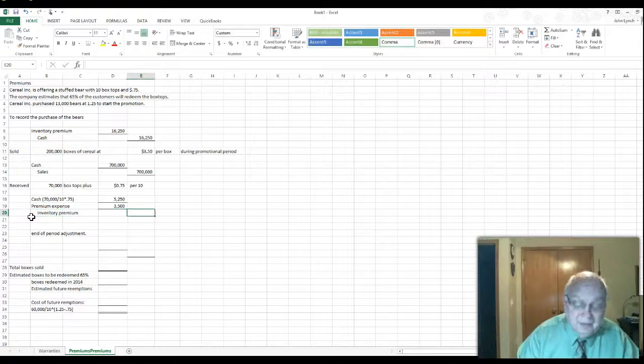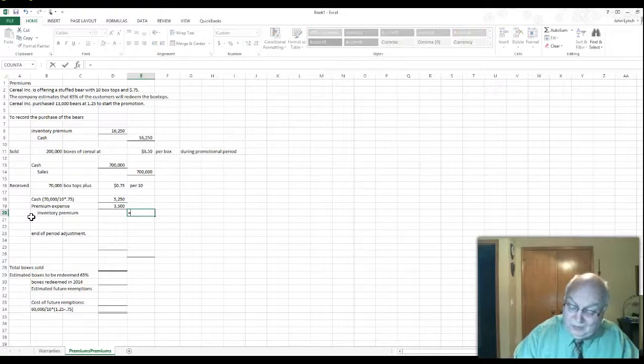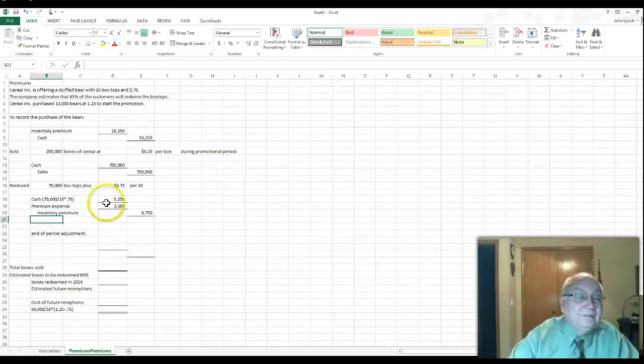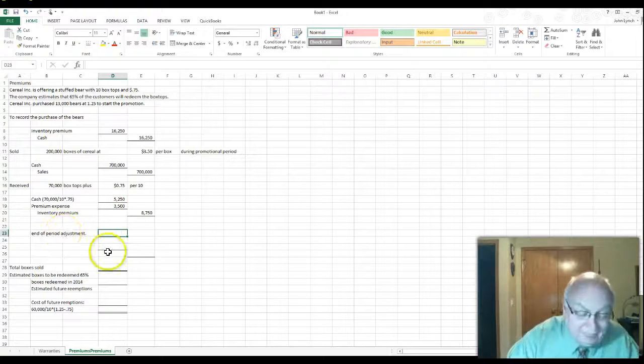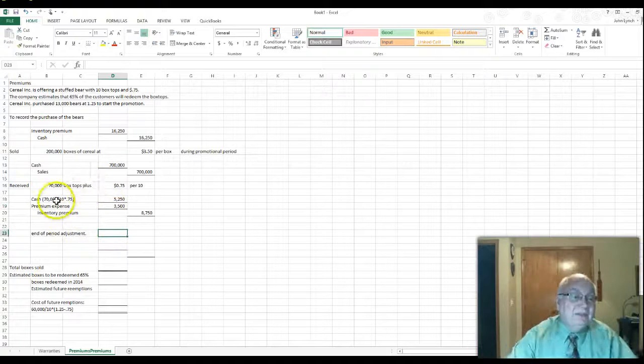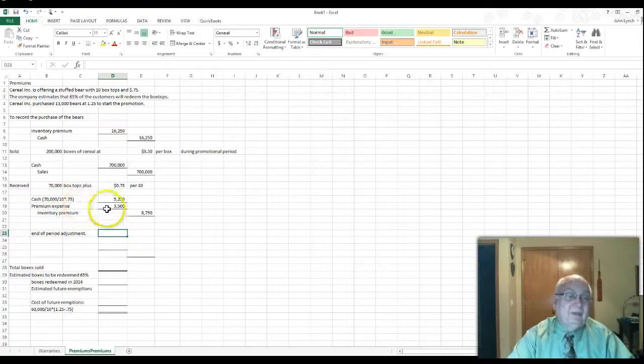That takes it out of inventory, and again, that's equal to the 70,000 divided by 10 times $1.25, and that should equal $87.50, and you see that equals $87.50. So everybody's happy. Okay, so that's when you receive the box tops. That's how you would do this one.